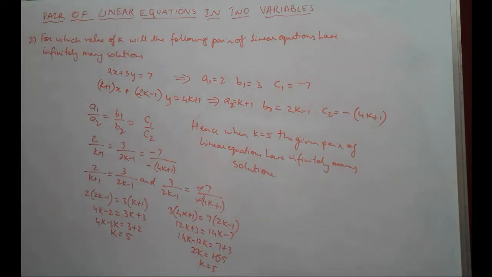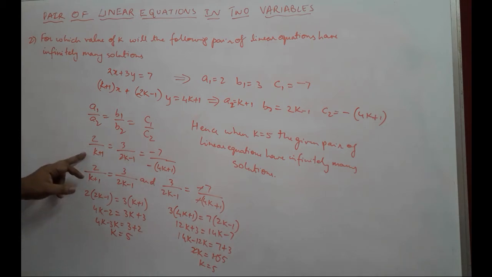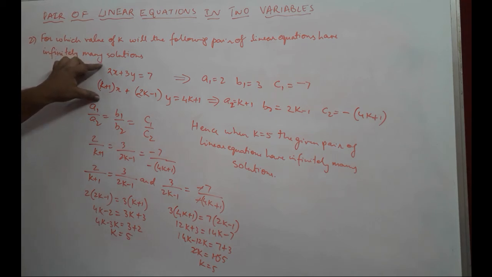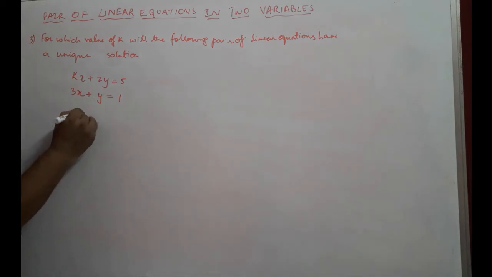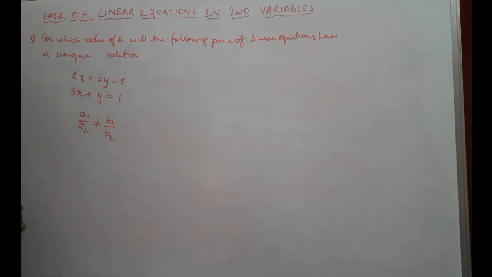Okay, so this was a case where we were given the condition of infinitely many solutions, and we used this condition to arrive at the value of k for which this pair of linear equations gives us infinitely many solutions. Let's move to the next question. Our third problem says, for which value of k will the following pair of linear equations have a unique solution? Okay, unique solution. So there's only one solution possible. We need to find the value of k. So for unique solution, what is the condition? It is a1 upon a2 not equal to b1 upon b2, and this is what we need to find out.